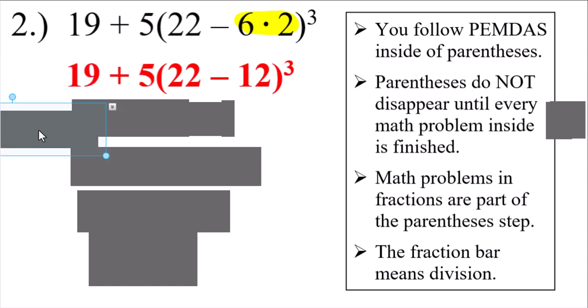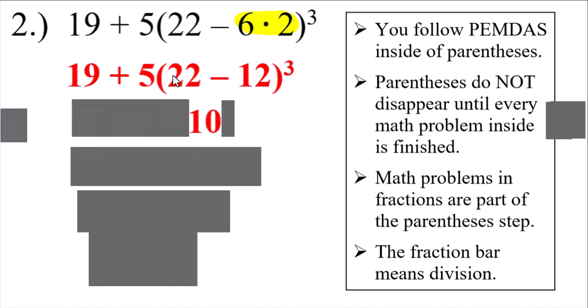Now, you'll notice that over here on the right in this little box, I had mentioned that parentheses do not disappear until every math problem inside has been finished. Well, we still got another math problem to do. 22 minus 12. So that's why the parentheses are still there. I still need to do 22 minus 12. That's going to give me 10. Now that I have done everything in parentheses, I don't need to write them anymore. And that little exponent of 3, boom, gets brought down. No more parenthesis is needed.